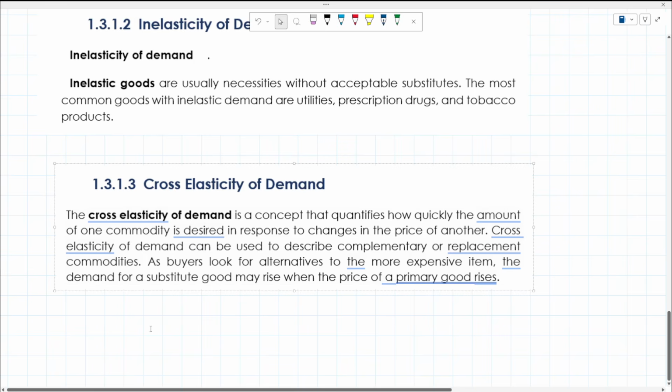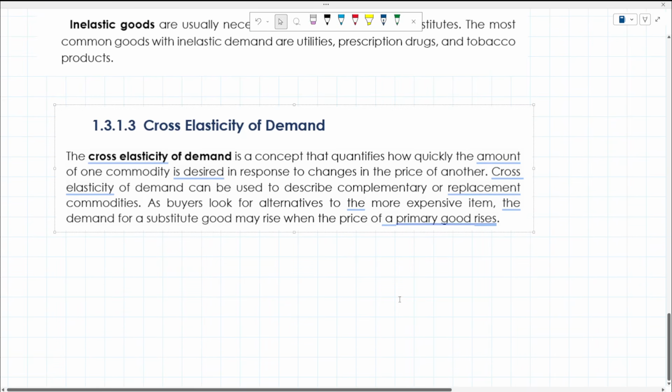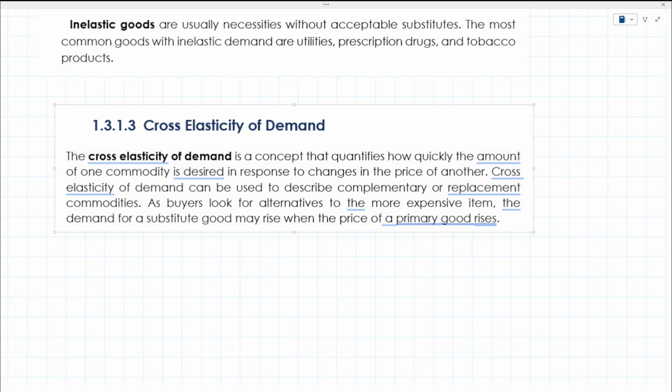When the price of another product changes, its demand also changes. If it decreases, then the decrease in the demand of that product means an increase in the demand of its substitute. So cross elasticity of demand can be used to describe complementary or replacement commodities. As buyers look for alternatives to the more expensive item, the demand for a substitute good may rise when the price of a primary good rises.